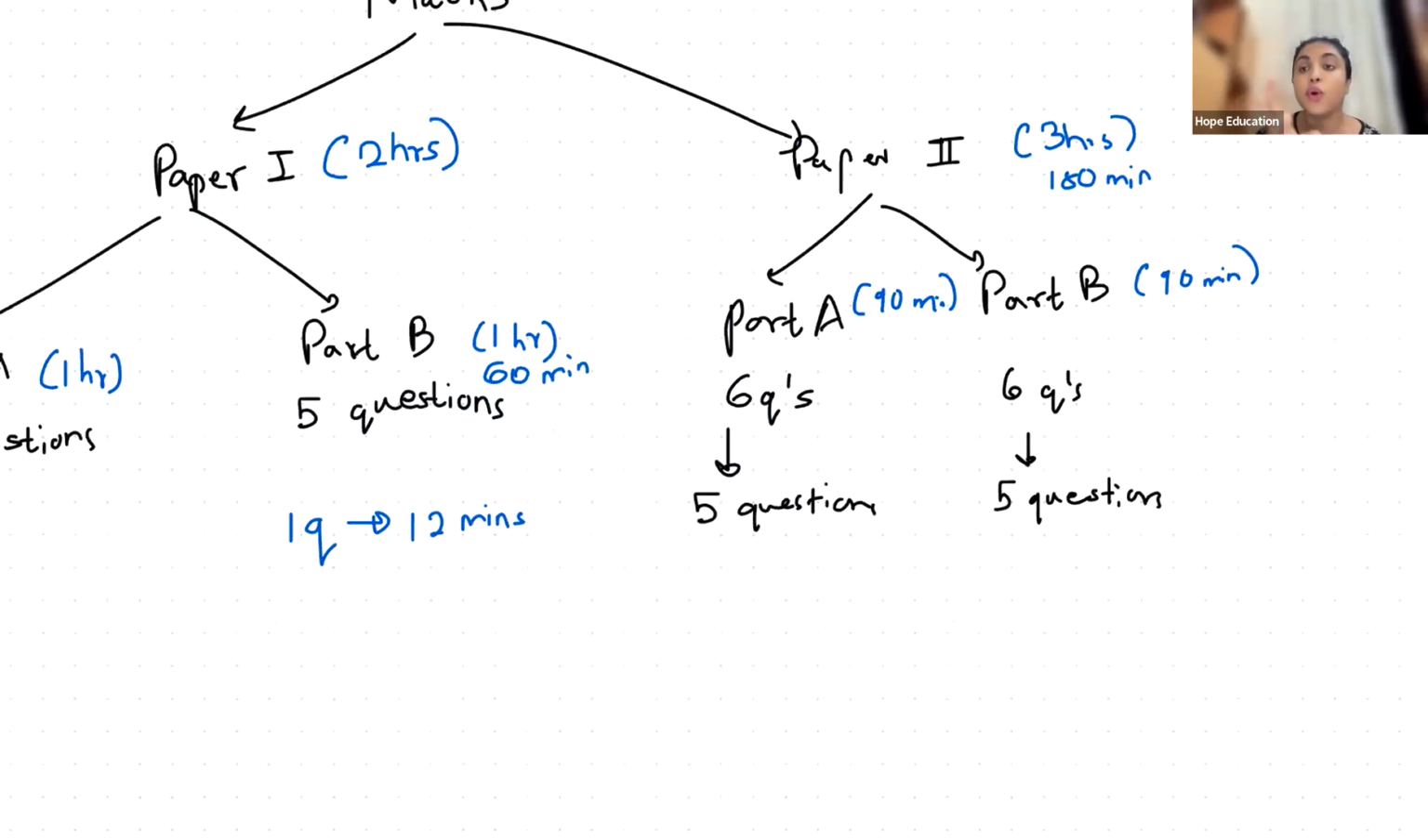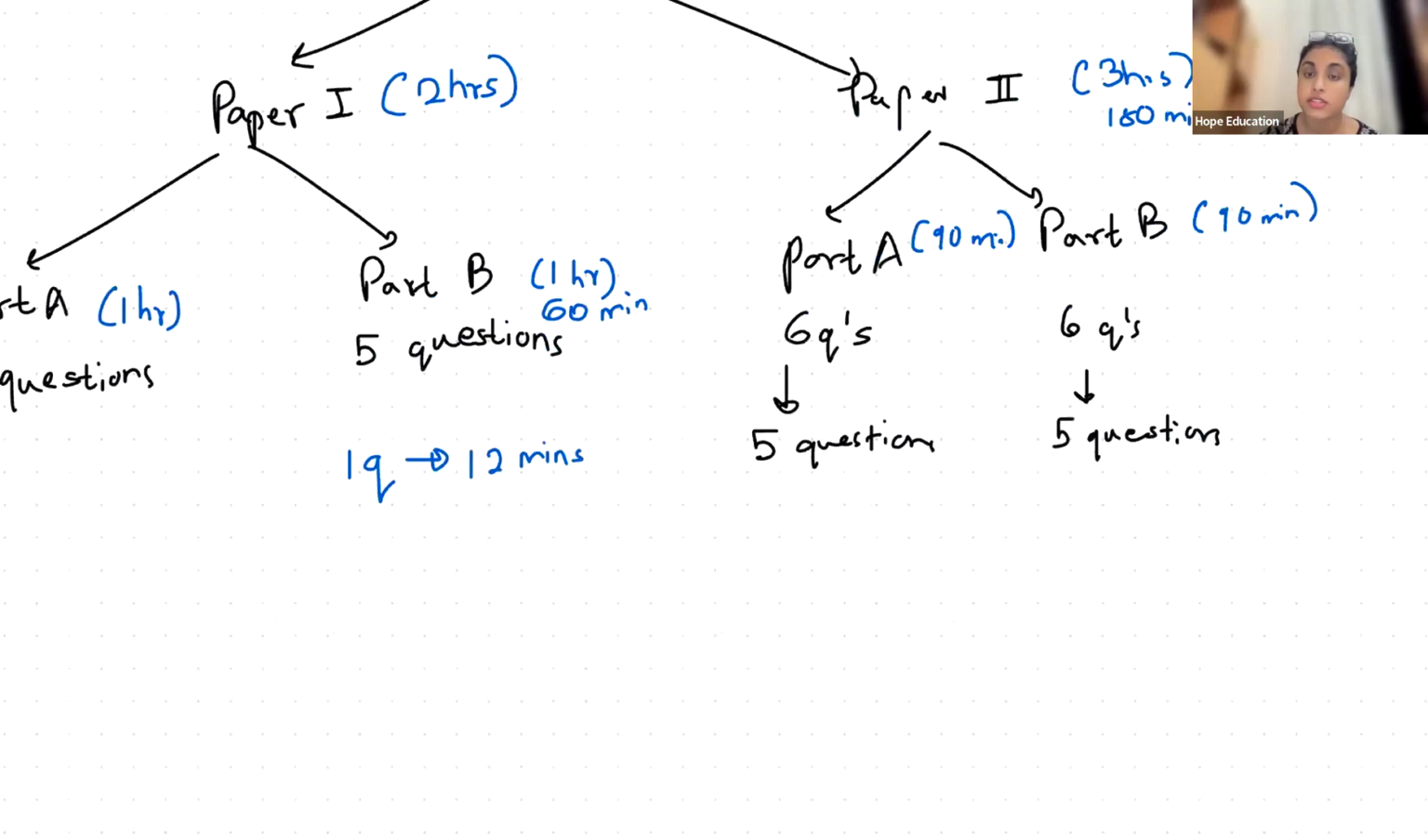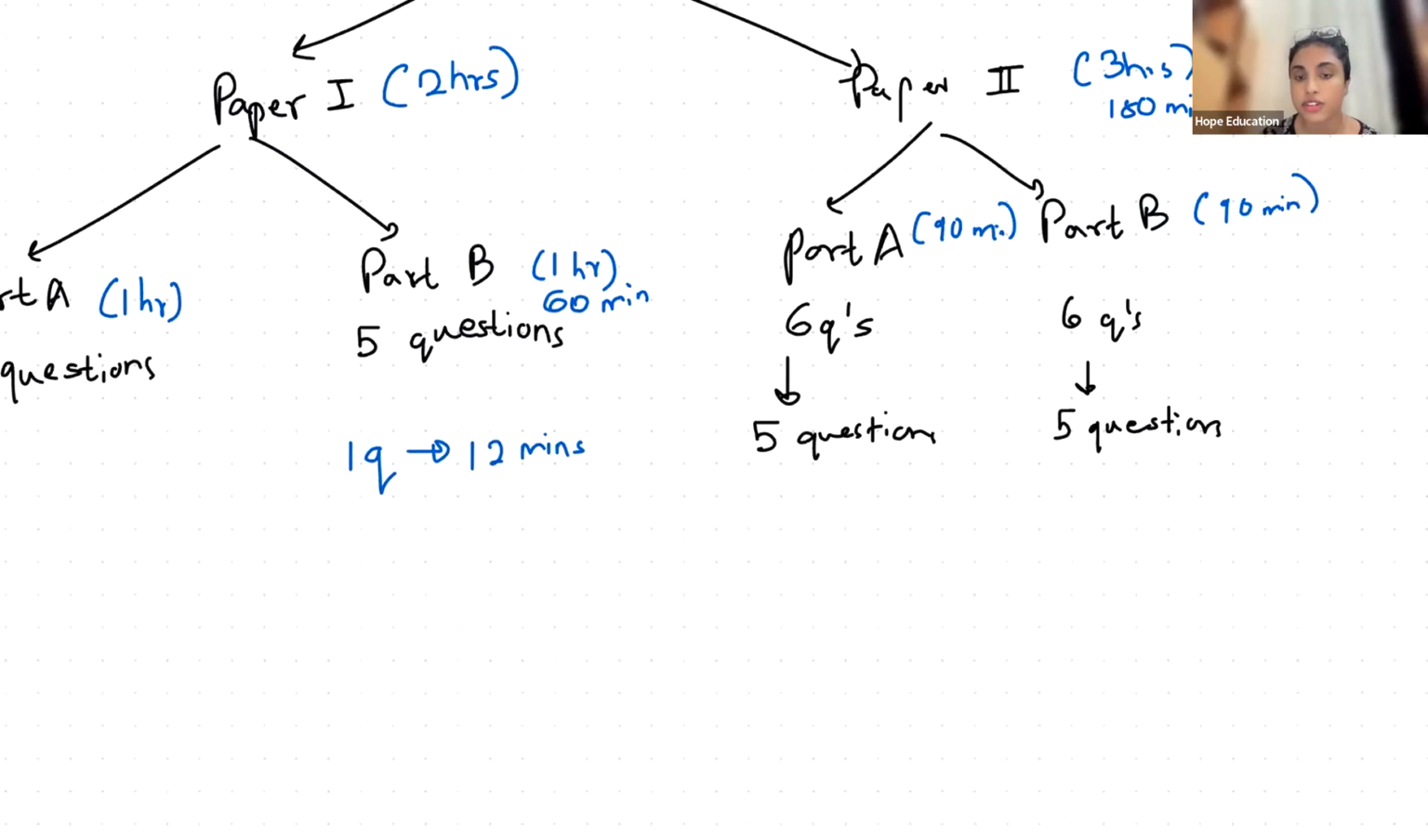So part A, you have to do 5 big questions and you have altogether 90 minutes. So roughly how much time do you get for one question? Divide it. This is also maths. Roughly how much time for one question?